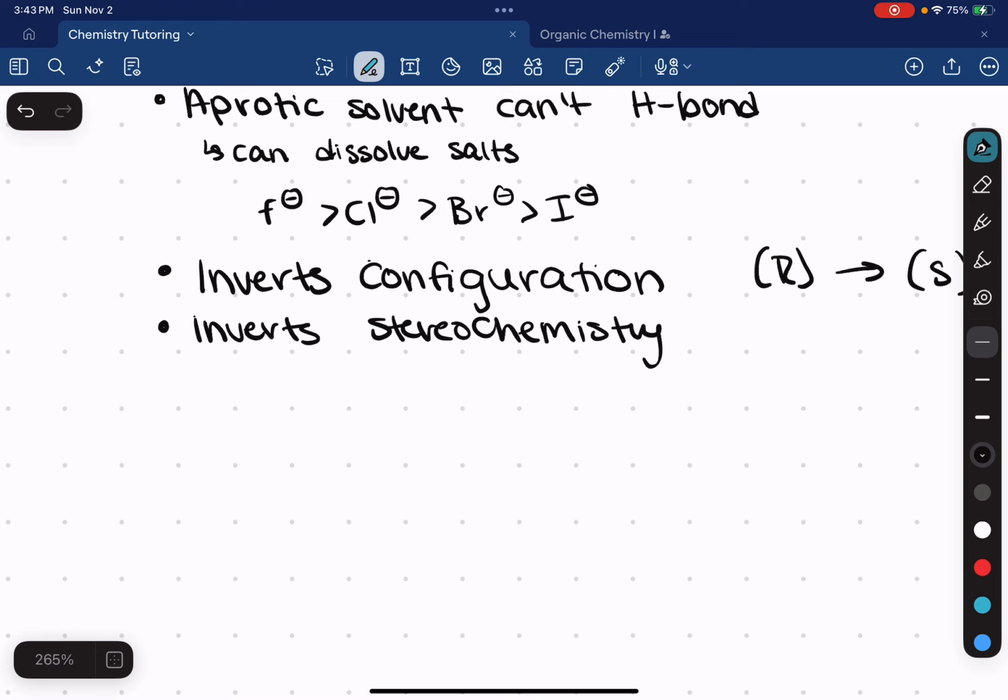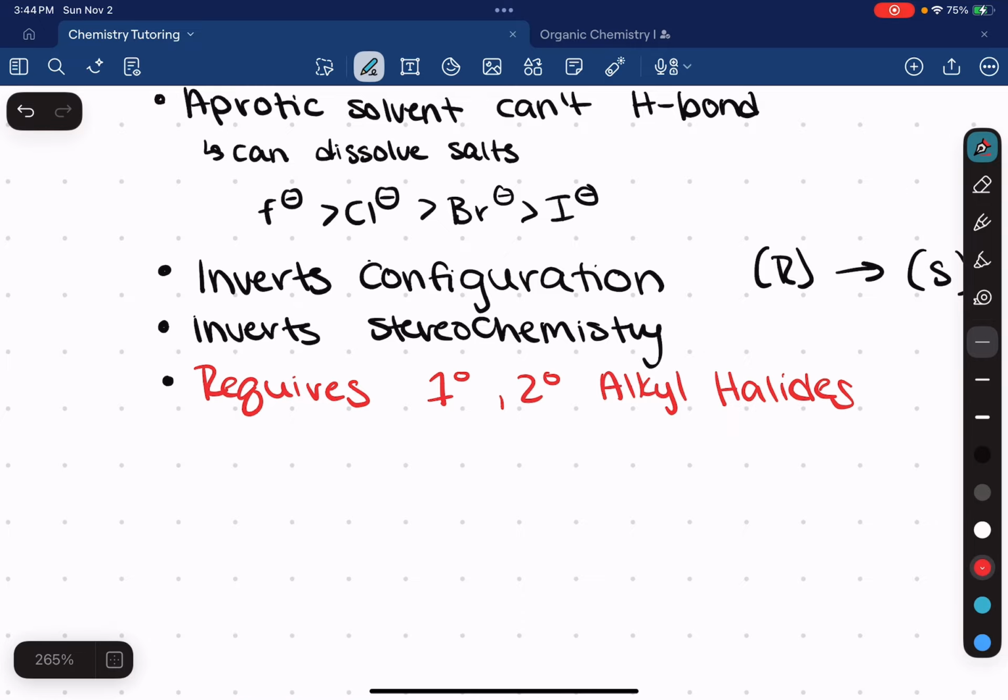And here's going to be the number 1. It requires primary and secondary alkyl halides, because there's too much steric hindrance with a tertiary for it to do a backside attack, because it's got something surrounding it on all sides. But a primary is going to be the fastest it can go, right? So your methyls are going to be the fastest that it could possibly go.